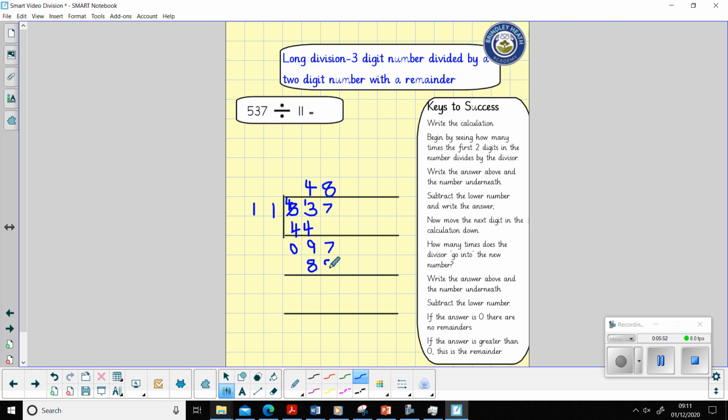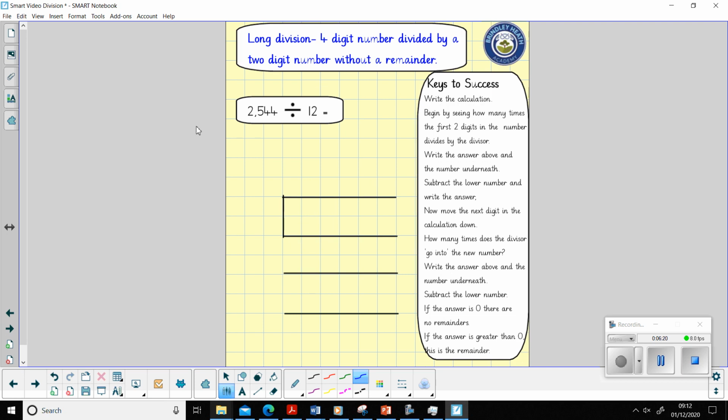And because those answers are different, I need to subtract. 7 take away 8 I can't do. I need to exchange. That gives me a new calculation of 17 take away 8, which is 9. And then 8 take away 8 is 0. So the answer to this calculation is 48, remainder 9.